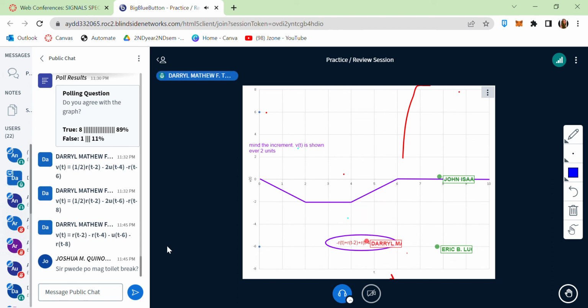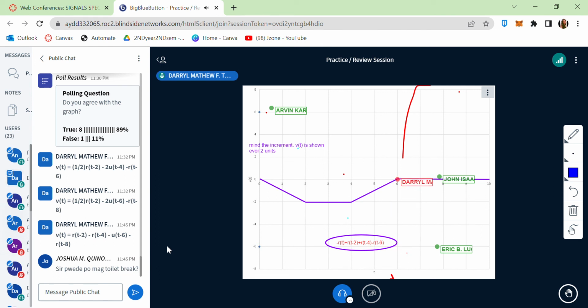Tapos mapapansin natin ulit, lumiko siya starting t equals 4. So, yung sigurado natin, from t equals 4, negative 2 siya. Yung delta t natin, which would be 2, kasi yung next point na mahalata natin kaagad would be 6. Tapos yung delta v naman natin, given yung delta t natin, would be 2. So, mangyayari, rise over run natin would be 2 over 2. I-simplify mo yung 2 over 2 na yan, magiging 1. That's why 1 yung nandito sa r of t minus 4.